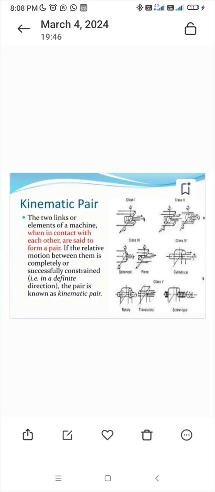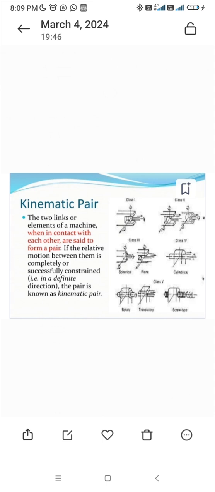And kinematic pair. So what is meant by pair? The two elements are joined, and it should permit the relative motion between the two links. So that means when two links or elements are connected in such a way that their relative motion is completely or successfully constrained. What is meant by completely and successfully, I will be telling later. So this is the kinematic pair.